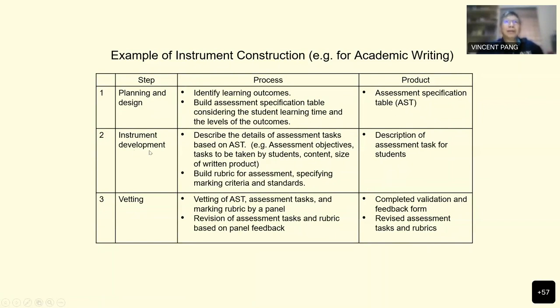Second phase, instrument development. We describe the details of assessment tasks based on the test blueprint or assessment blueprint. Example, assessment objective, task to be taken by students, the content, the size of writing, a written product. Then we build rubric for assessment. Example, we can involve a marking scheme and standards. The product of instrument development is a description of students' task, description of assessment task for students.